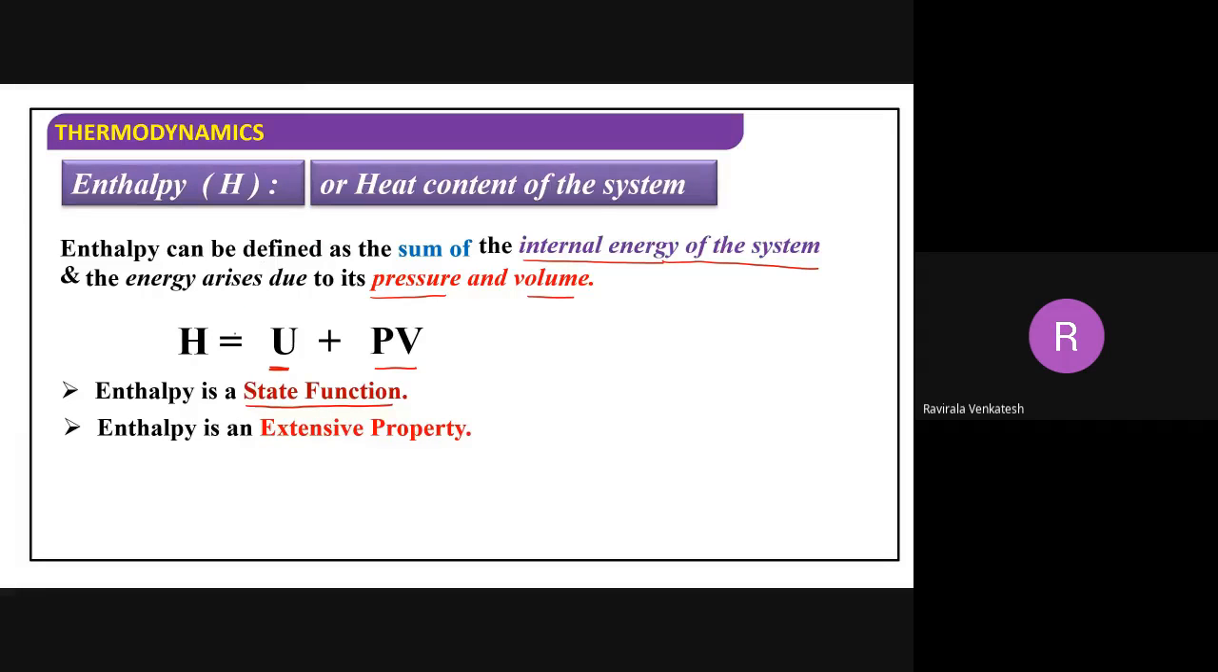Now what is an extensive property? Extensive property means this enthalpy depends upon the quantity. If I take more quantity, I will get more enthalpy. Understood here? Why? Because internal energy is an extensive property. More matter, more quantity, more internal energy. If I take more gas, I will get more pressure. More amount of gas I take, more volume I will get. So all these are extensive properties. So even enthalpy is also an extensive property. It depends upon the quantity of the matter.